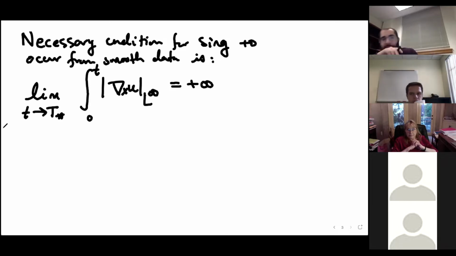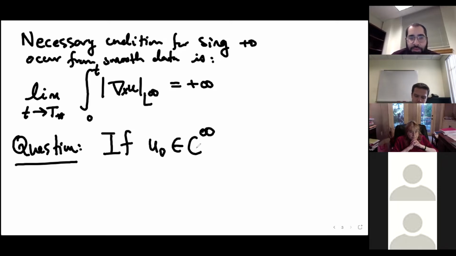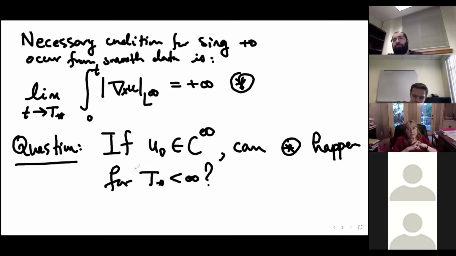Okay, so in the last couple of years, in different settings, we were able to show that this is possible for moderate regularity data. The question that remains open is, if the data is C infinity, can the blow-up happen for T star finite? We recently solved different cases of this.